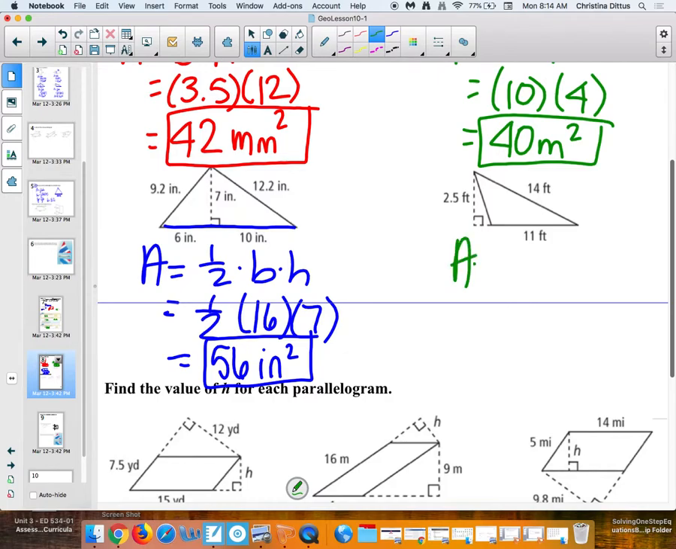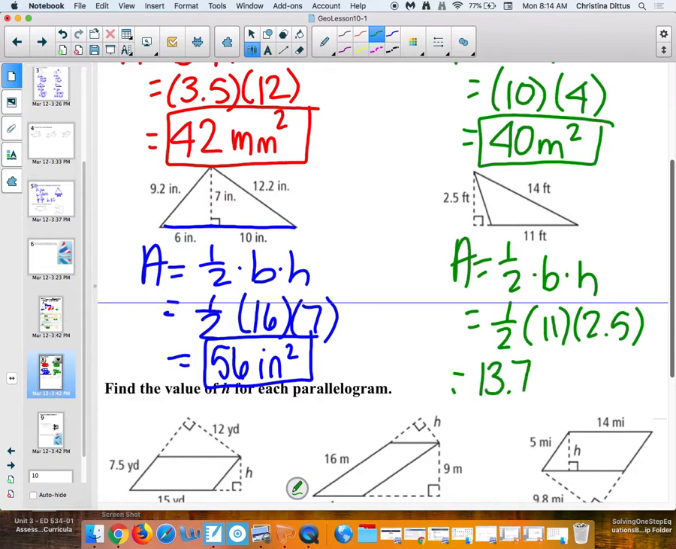Triangle! Formula half base height. What is my base? 11. What is my height? 2.5. Put that in a calculator. 13.75. And then I need to label. Feet squared. Okay. Questions there?